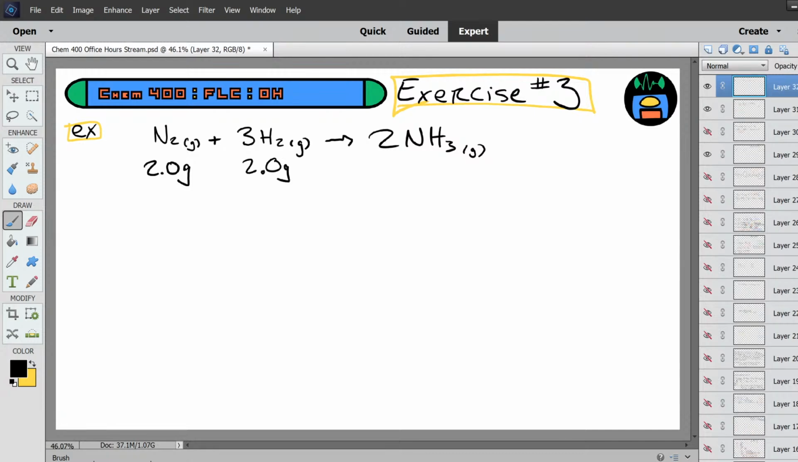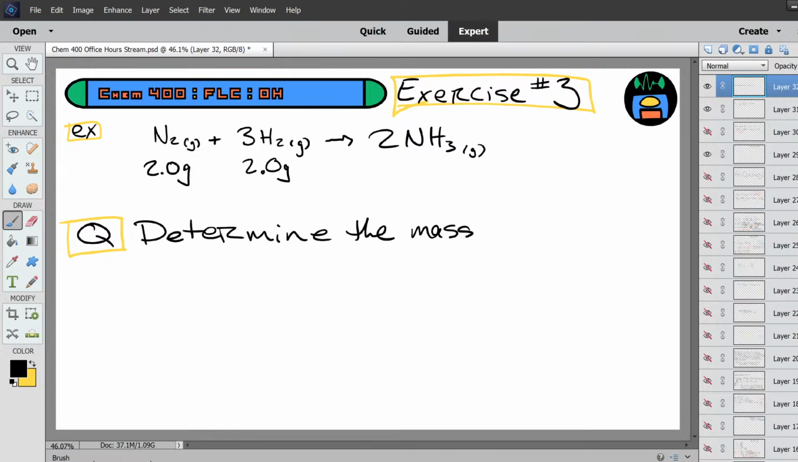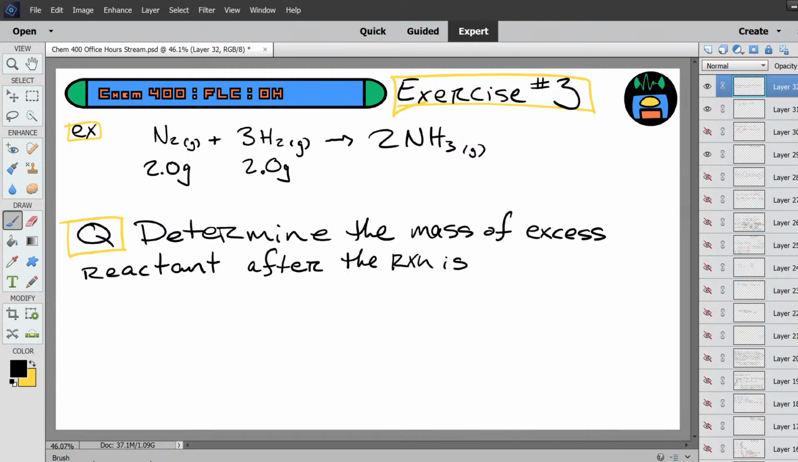And I am asking you the question: determine the mass of excess reactant after the reaction is complete.